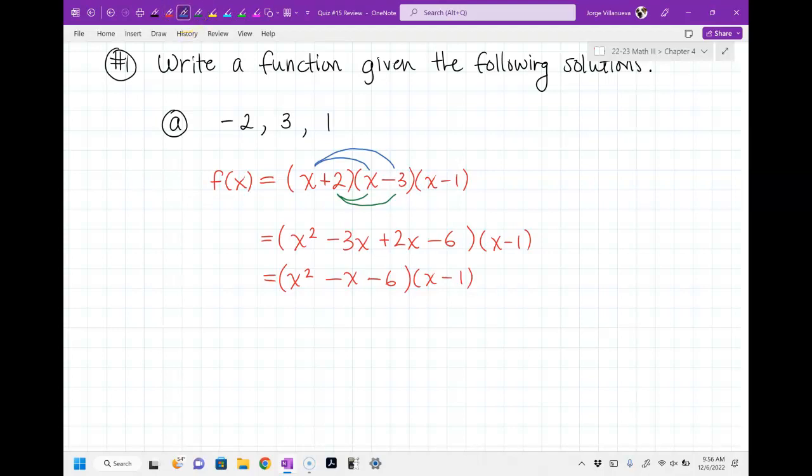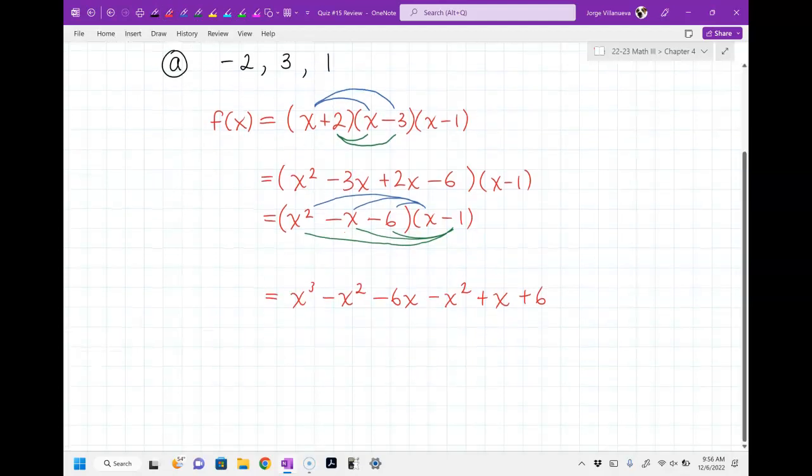So let's go ahead and distribute this x. It's going to distribute into all 3 of those terms. So I'm going to put x times x squared, that's x cubed. X times -x, that's -x squared. And x times -6, that's -6x. And then you're going to distribute the -1 over to all 3 as well. So -1 times x squared is -x squared. -1 times -x, that's a +x. And -1 times -6, that's a +6.